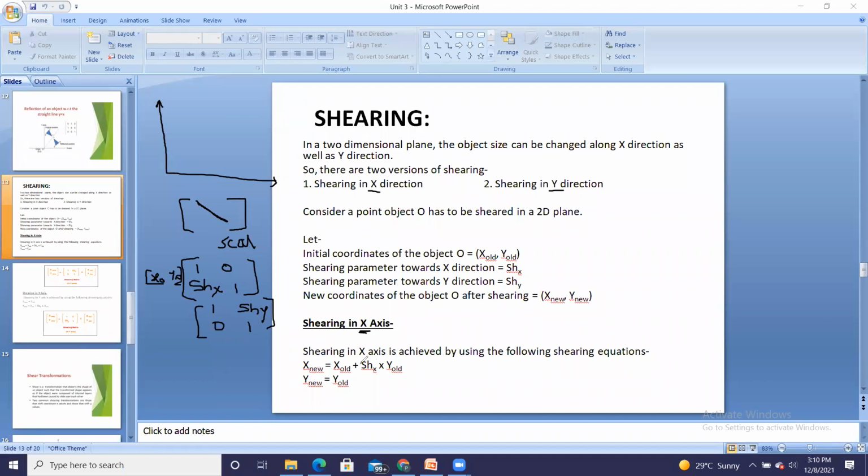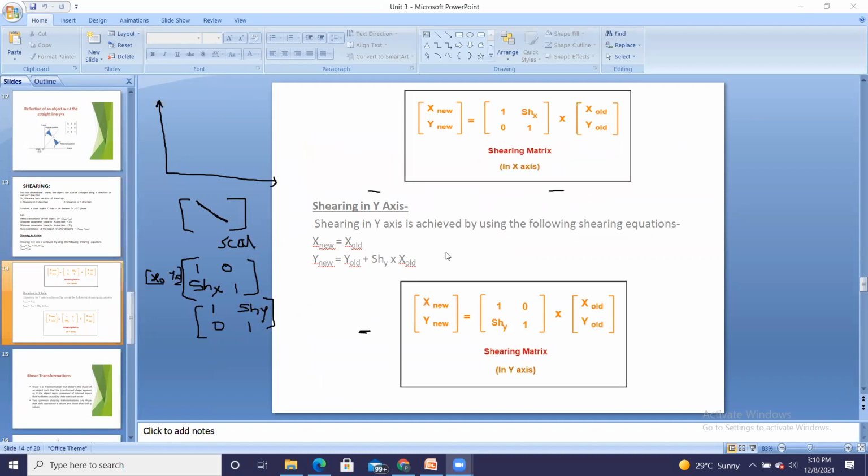So x has been modified where y is as it is. And in the next type, you are going to have shear in the y-axis. So how does the y-axis shear take place? Here you are going to have SHY, which is a non-zero quantity.